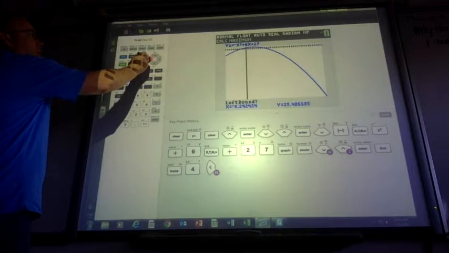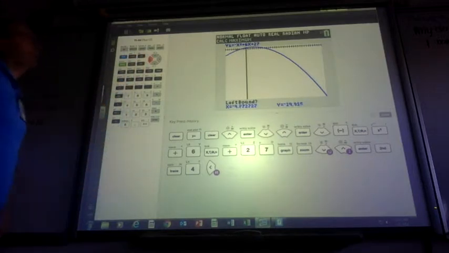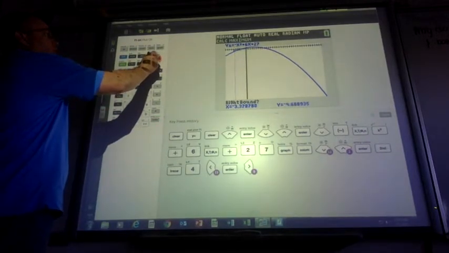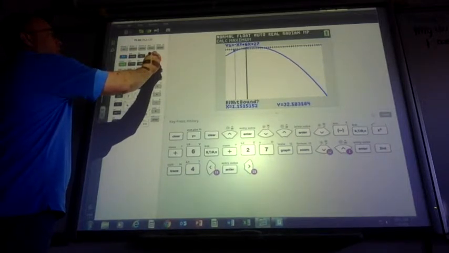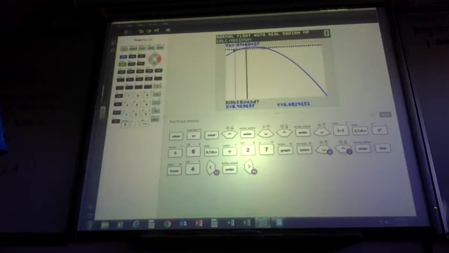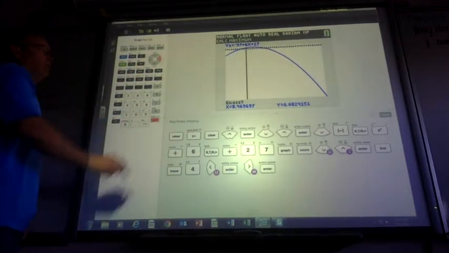So does it appear that my cursor would be at the left side of where my vertex would take place? Once you get there, you hit enter, and then you're going to move your cursor to the right side of where you think your vertex is going to take place. Does it appear that I'm on the right side of my vertex? So I'm on the left, so the highest point is in between those.